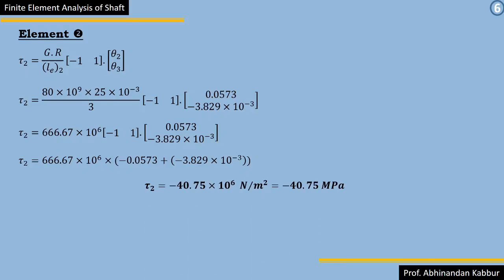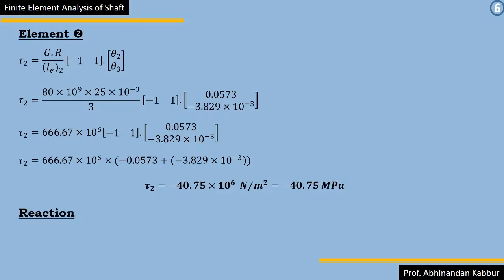Now when I solve this, I get the shear stress in the second portion of the shaft, which is minus 40.75 into 10 to the power of 6 Newton per meter square. Nothing but it is minus 40.75 megapascal. So these are the stresses in the first and the second portion.